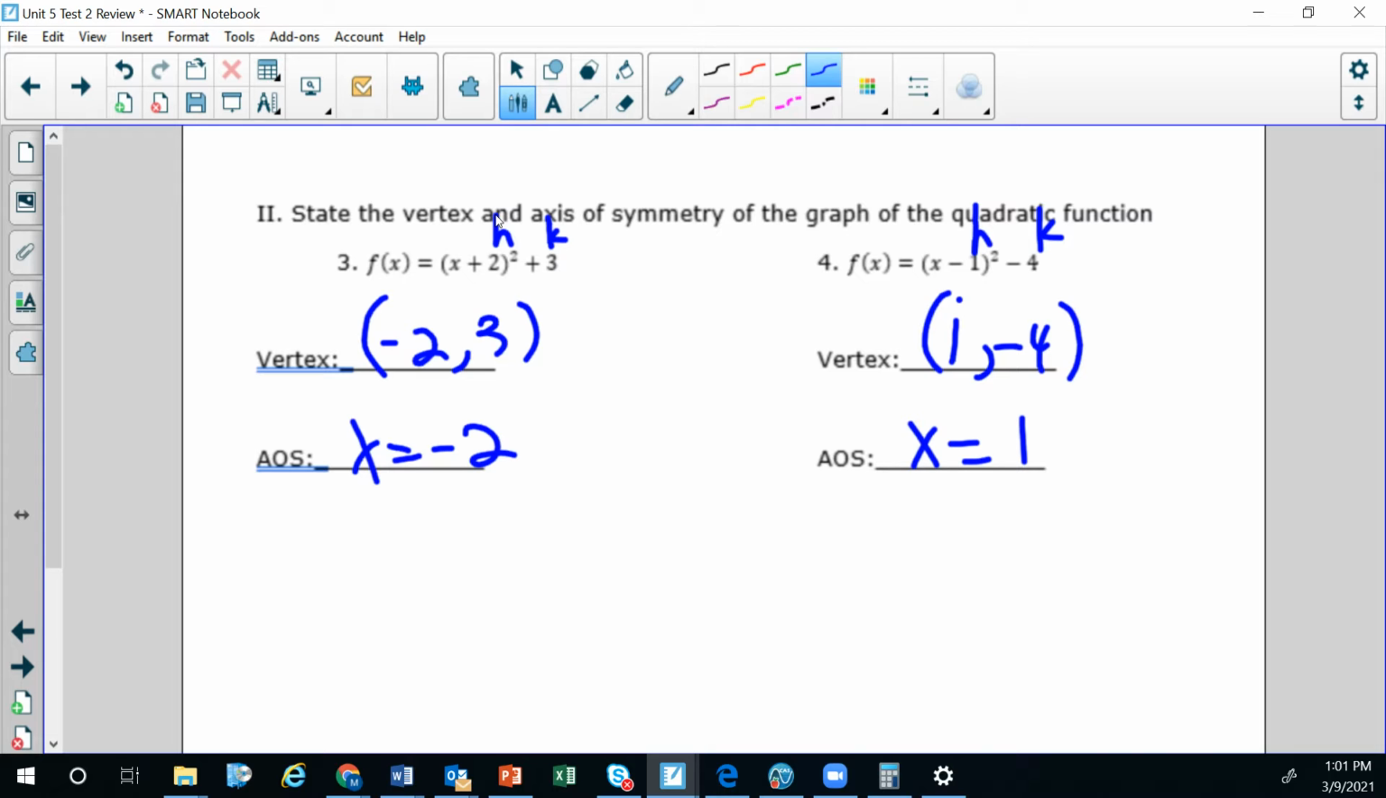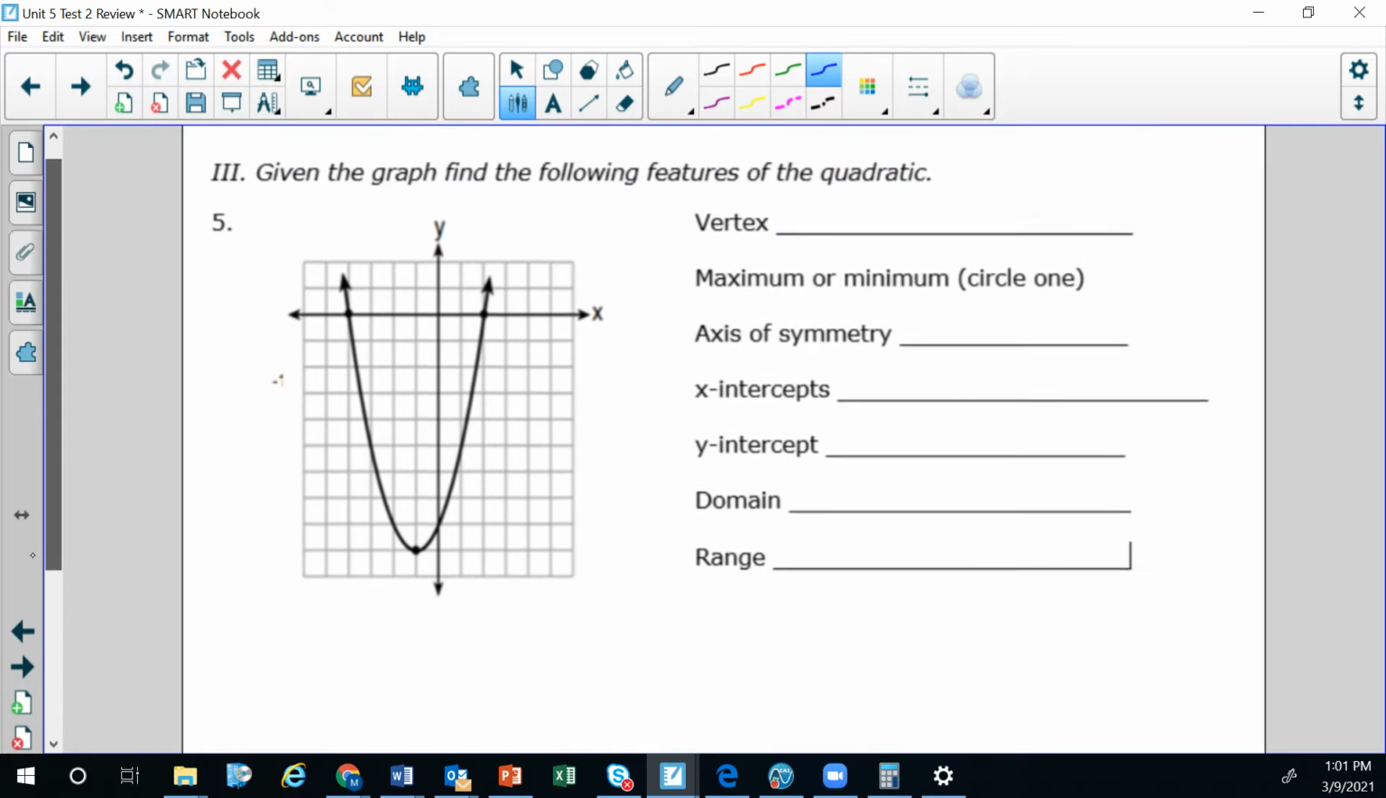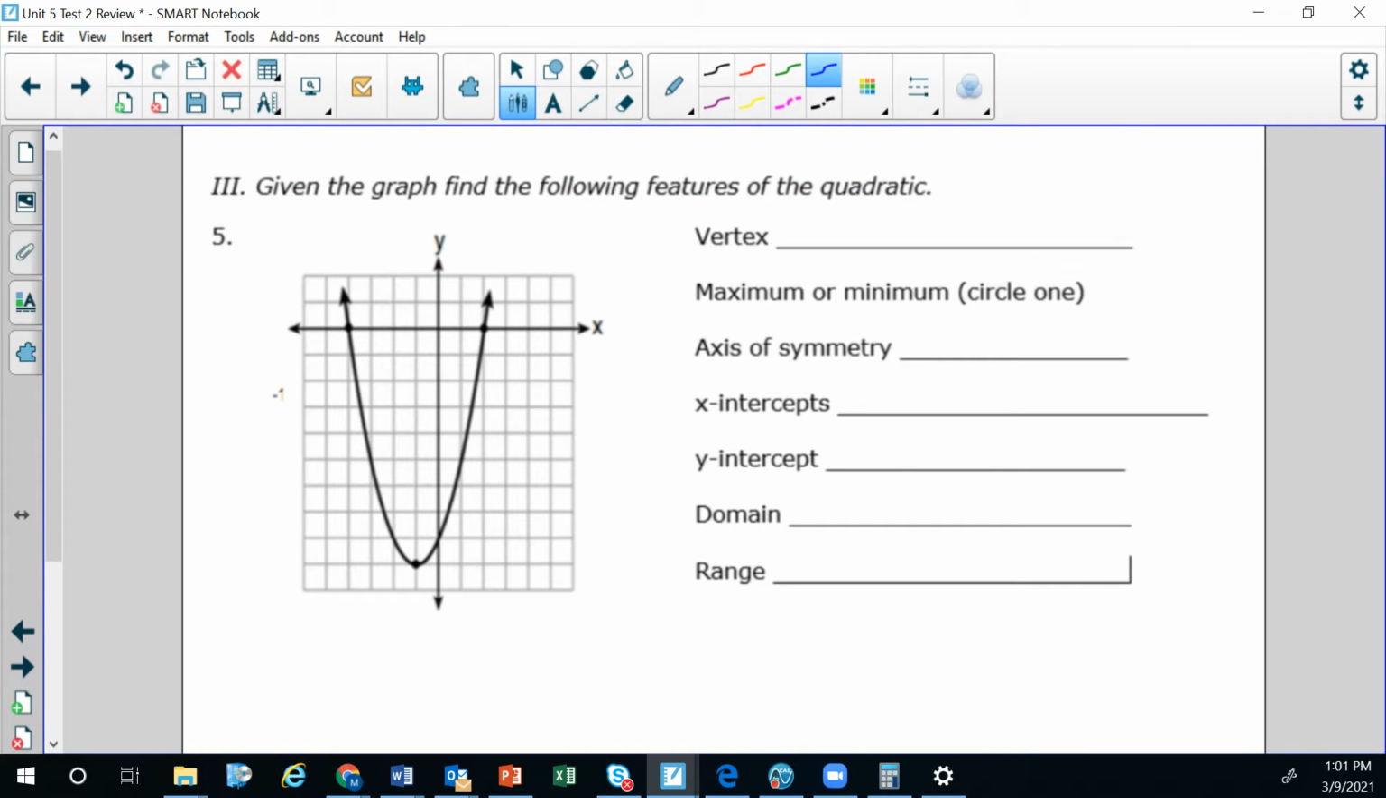Okay, let's move on to the next one. Here, you're given a graph and you're asked for a lot of things. So let's start off. Vertex. Remember, vertex is a point in the graph where the graph changes direction. In this case, the graph is going this way and it changes. So this point right here is the vertex. As you can see, it already has a dot there.